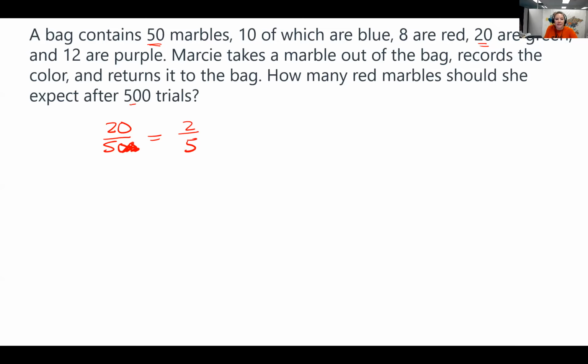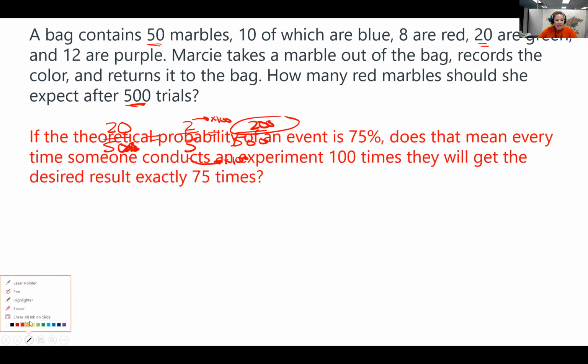I'm sorry, 2/5. So how many red marbles should she expect up to 5? If we do 500 trials, well, 5 times 100 is 500. So 2 times 100 is 200. Theoretically, the answer is 200. How many red marbles should she expect after 500 trials? She should expect to pull out 200 red marbles. All right, let's look at the next question.